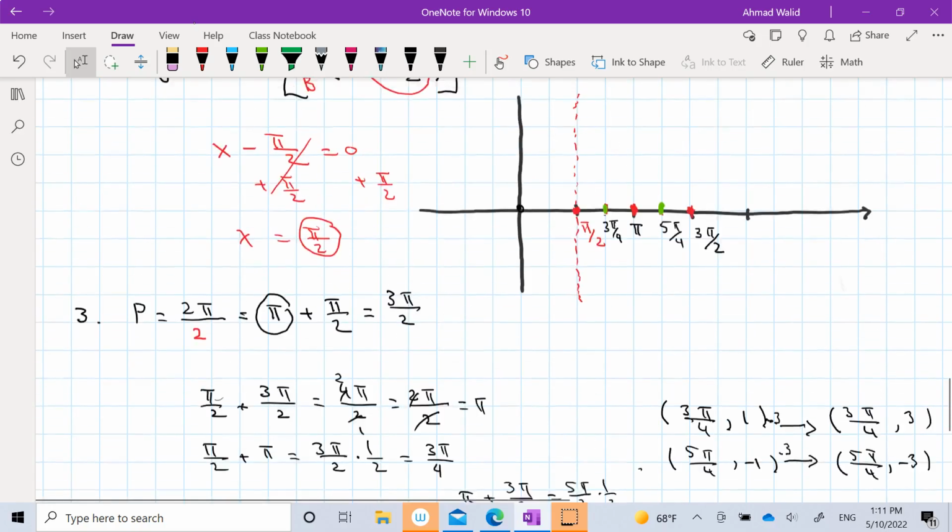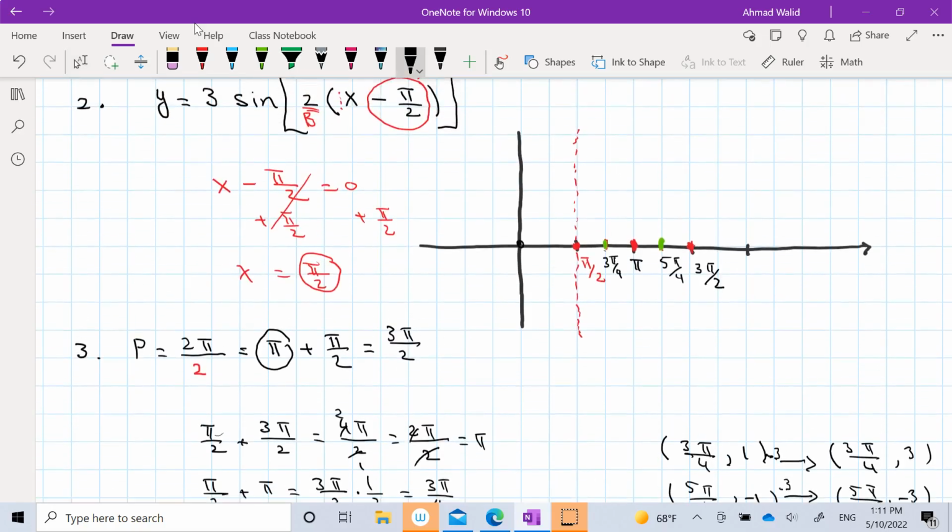Please find these points in your graph. 1, 2, 3. Here is 3. 1, 2, and here is negative 3. You have 3 pi over 4 and 3. 3 pi over 4 and 3 is this point. 5 pi over 4 and negative 3 is here.